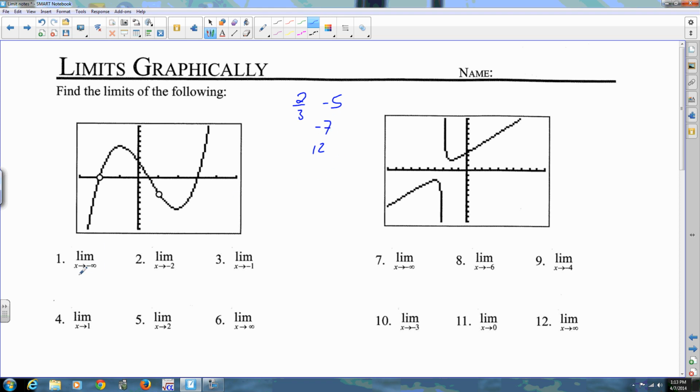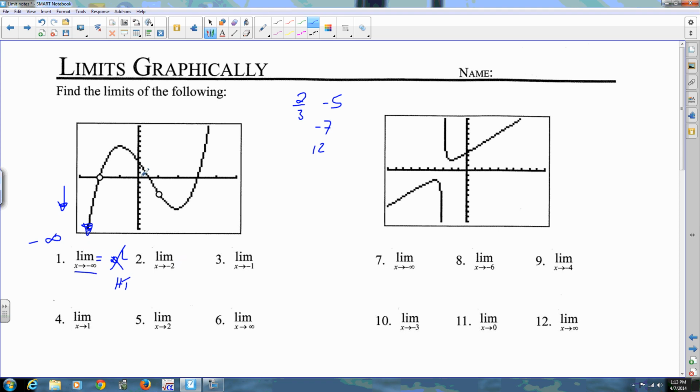As you go really far left, that's what that says, you're anticipating this graph is going to continue to go down. So its end behavior is going to be negative infinity. But it's not a concrete number. So there's no limit. It does not exist. Hammer time, whatever you guys want to call it. There isn't a limit because there isn't a concrete number.